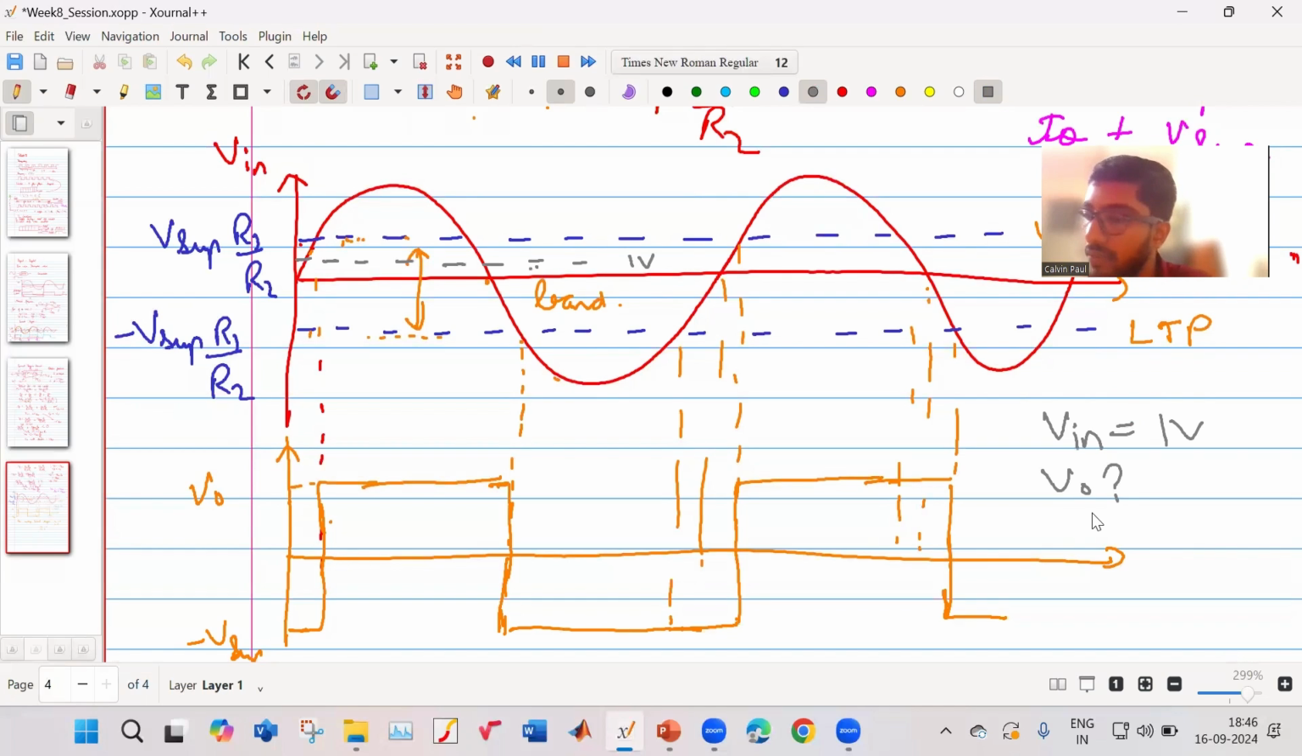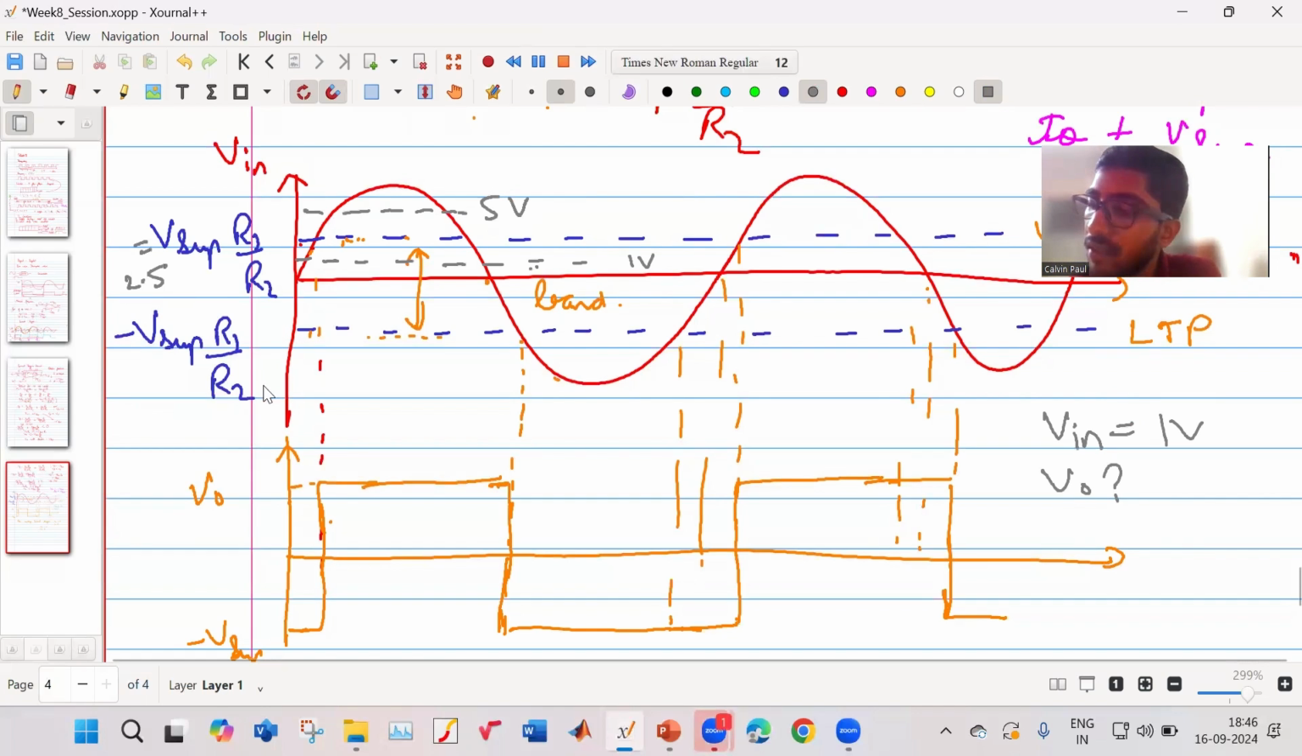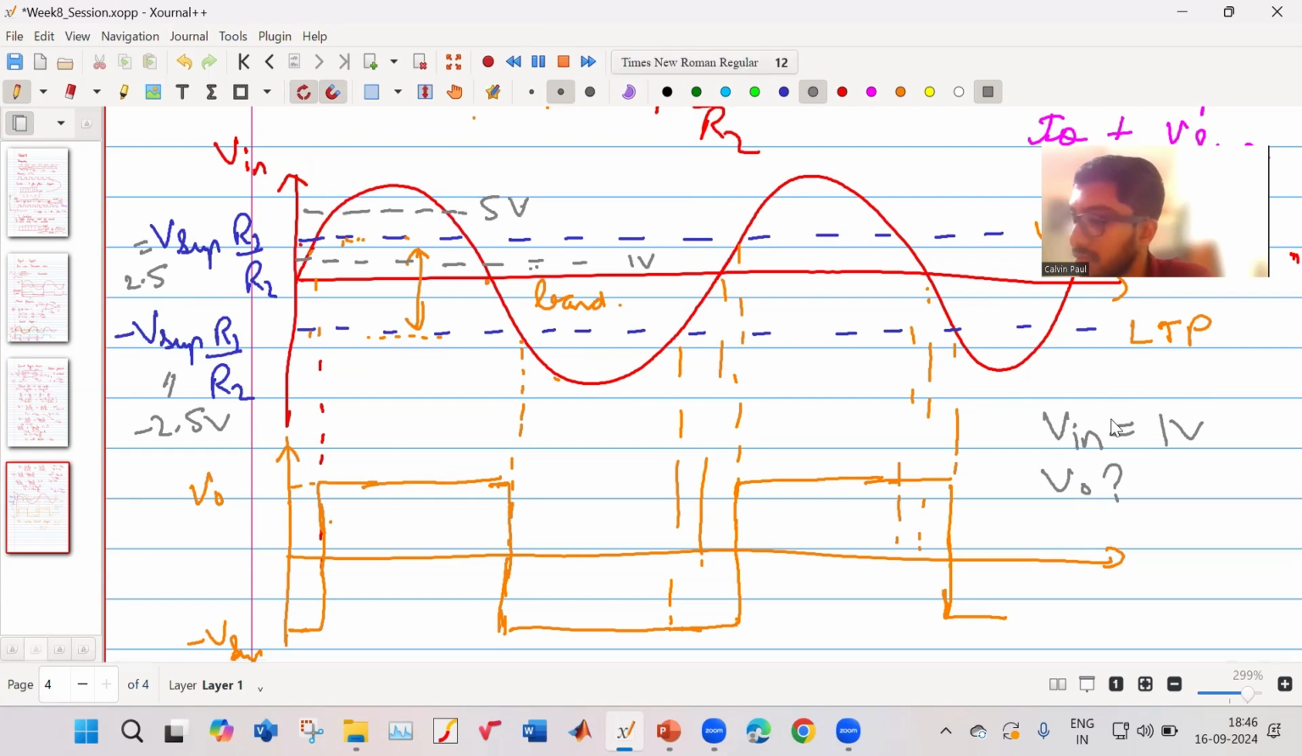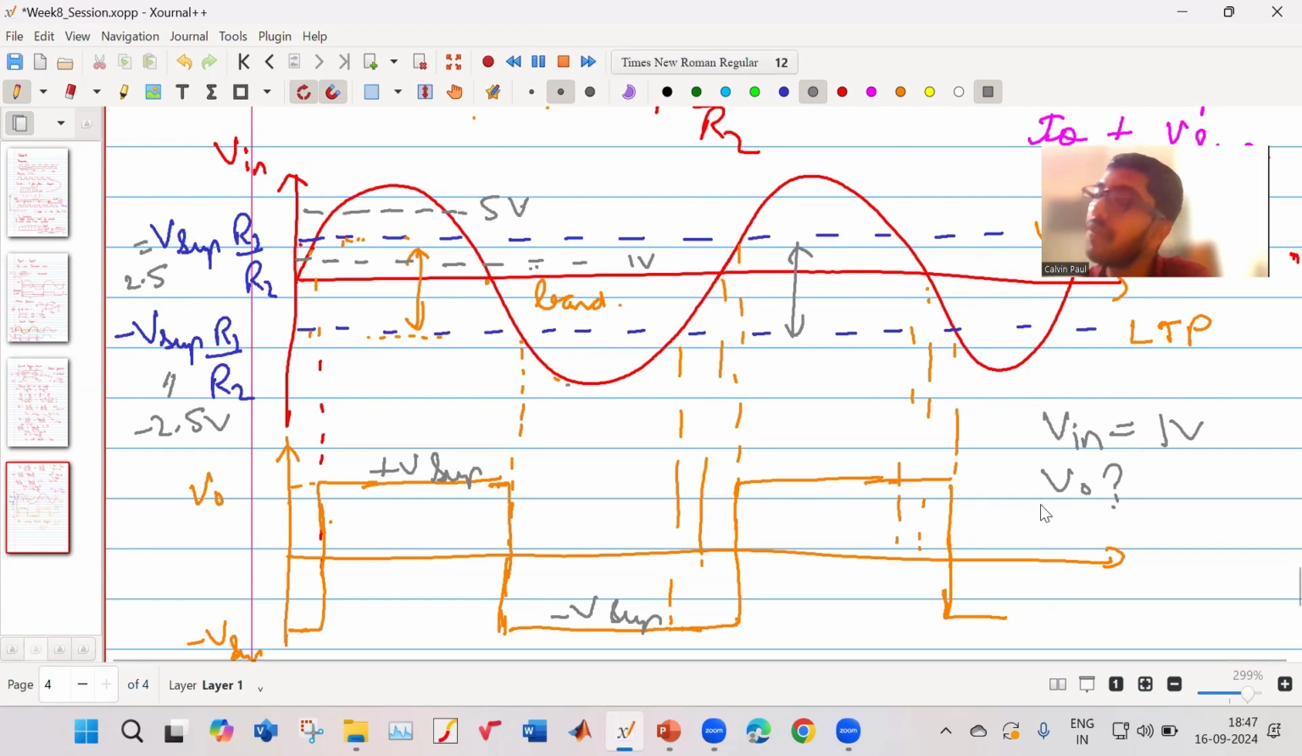Well, first we'll start with the simpler one. Let us say my input is 5 volt. Let us say this is 2.5, this is minus 2.5 volt, etc. So when my V input was 5 volt, my output will be plus V supply. It has to be plus V supply. When my input is more negative, like minus 2.5 volt, it has to be minus V supply. But when my V input is 1 volt, that is, within this band, then my output will depend on what was the previous output.